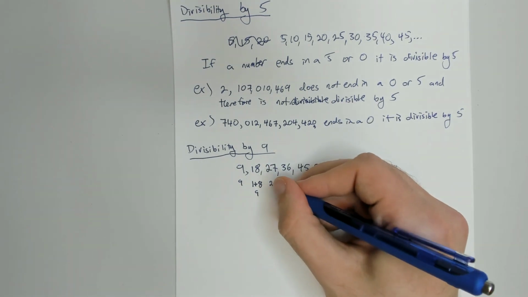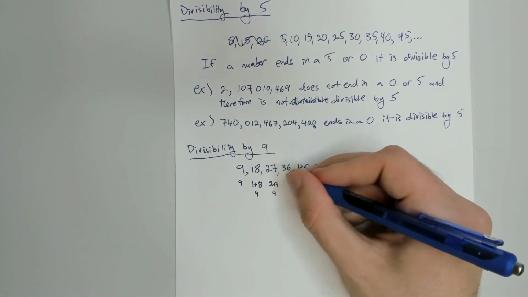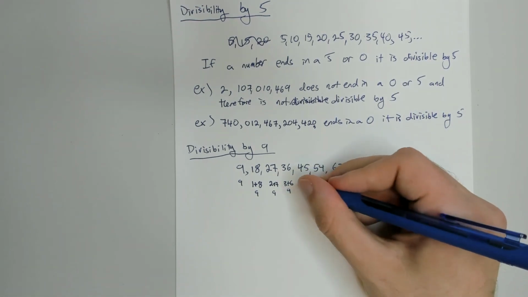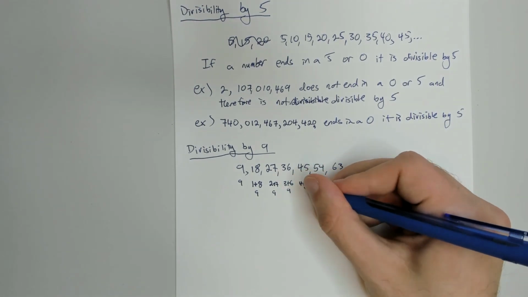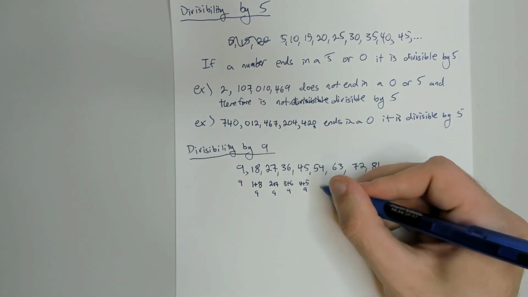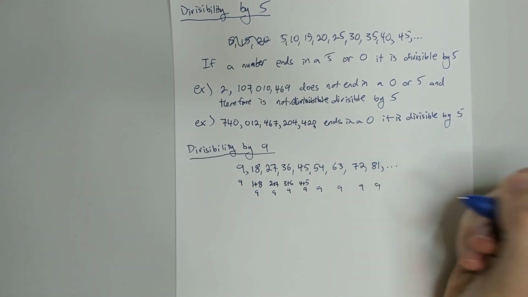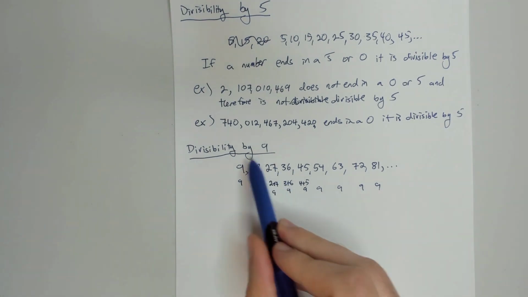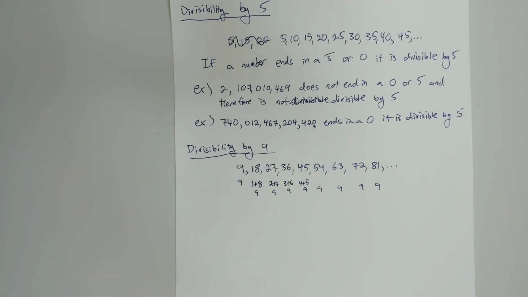27. Oh, 2 plus 7. Hey, that gives us 9. 36. 3 plus 6. Hey, that gives us 9. 45. 4 plus 5. Oh, snap, that gives us 9 as well. And we'll see for all of these, we're going to get 9. All right? So all of these numbers are divisible by 9 because their sum gives us a multiple of 9.